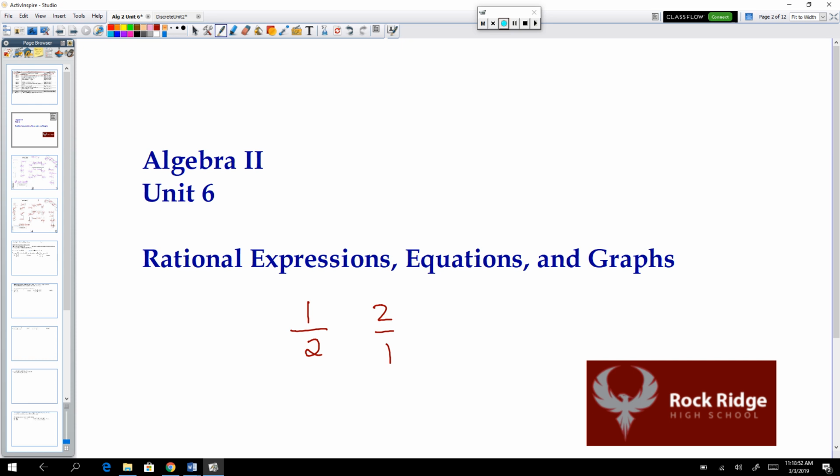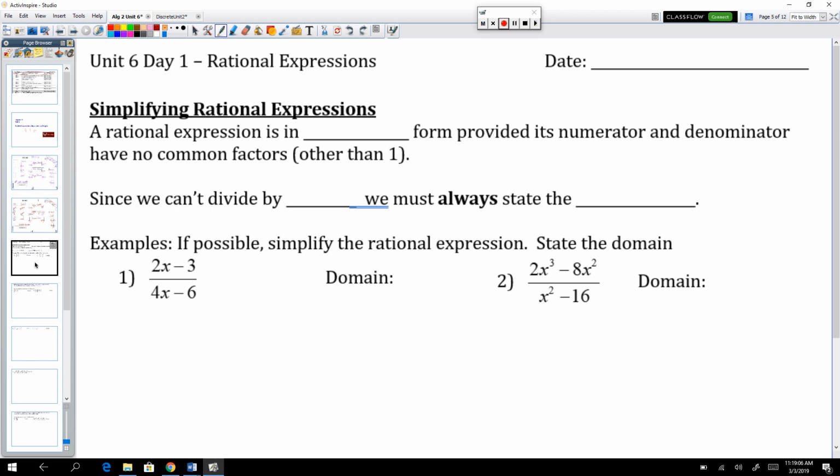A lot of times in this unit, though, instead of having only numbers, we will have variables in the denominator in that fraction, okay? And so that's why this entire unit is about rationals. Today we will kick off rationals talking about rational expressions. We will simplify those expressions, we will multiply those expressions, and we will divide.